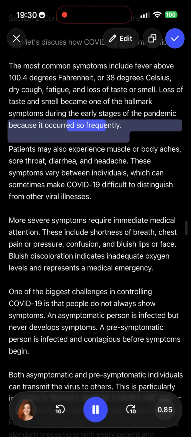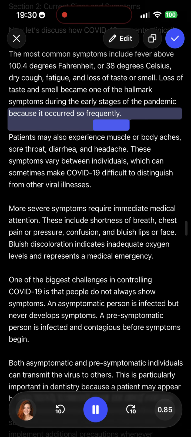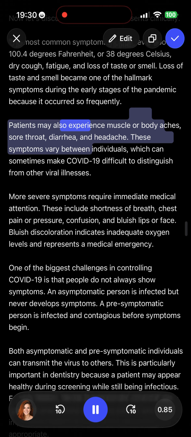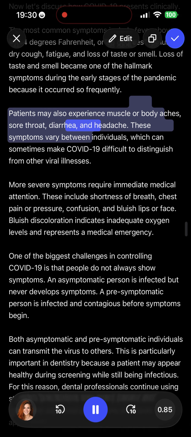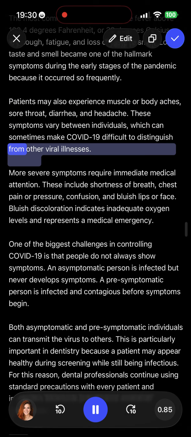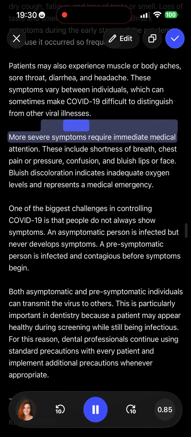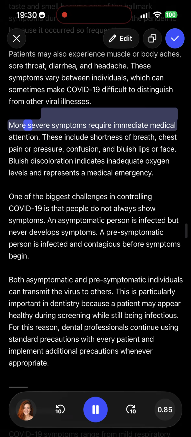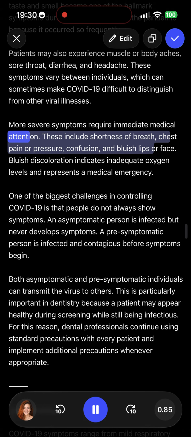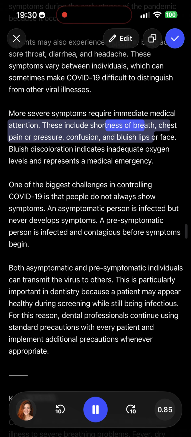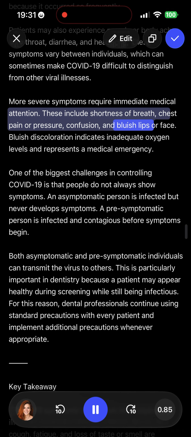Patients may also experience muscle or body aches, sore throat, diarrhea, and headache. These symptoms vary between individuals, which can sometimes make COVID-19 difficult to distinguish from other viral illnesses. More severe symptoms require immediate medical attention. These include shortness of breath, chest pain or pressure, confusion, and bluish lips or face. Bluish discoloration indicates inadequate oxygen levels and represents a medical emergency.